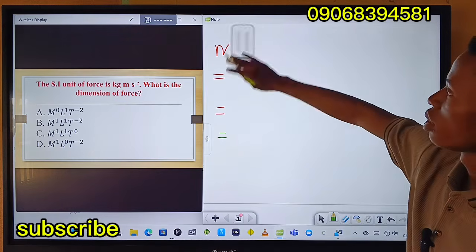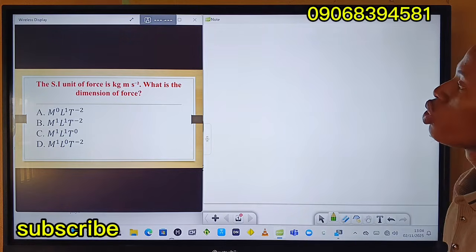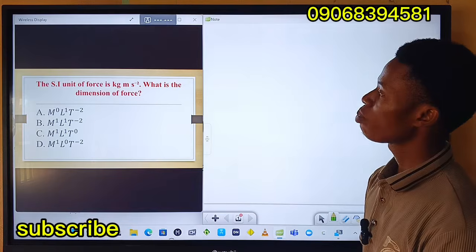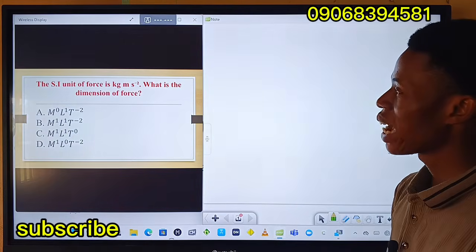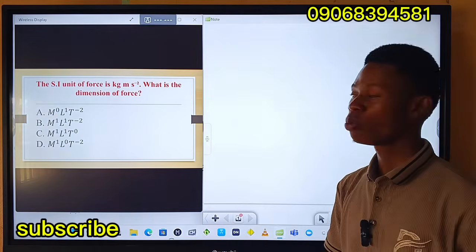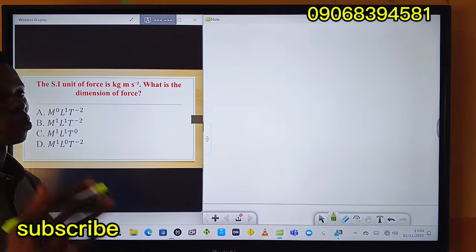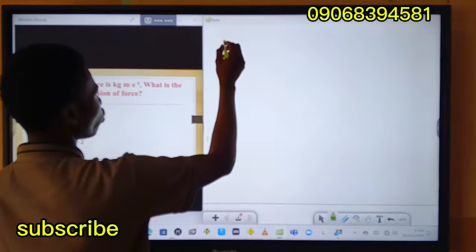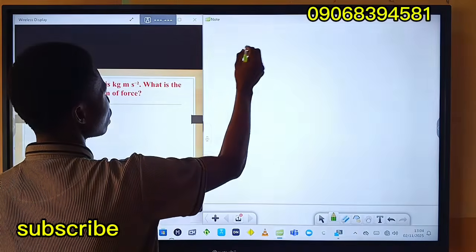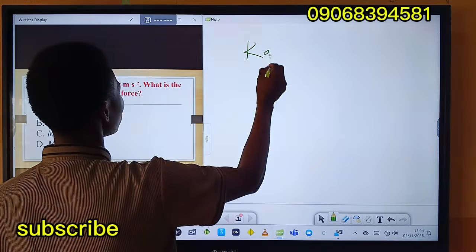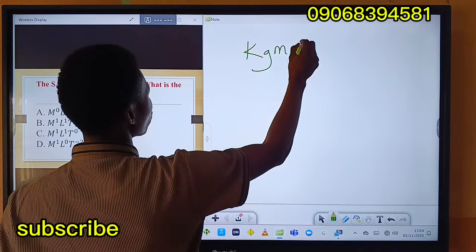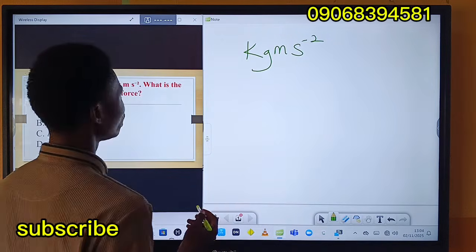The next question says the SI unit of force is kilogram meter per second square. What is the dimension of force? In fact, this one they helped you. They already gave you the unit and asked you the dimension, so there's no need starting from the formula again. We're given the unit as kilogram meter per second square, and now we're asked to get the dimension.